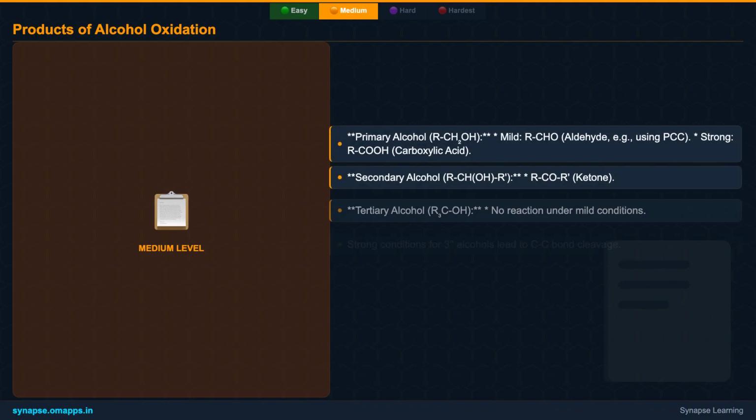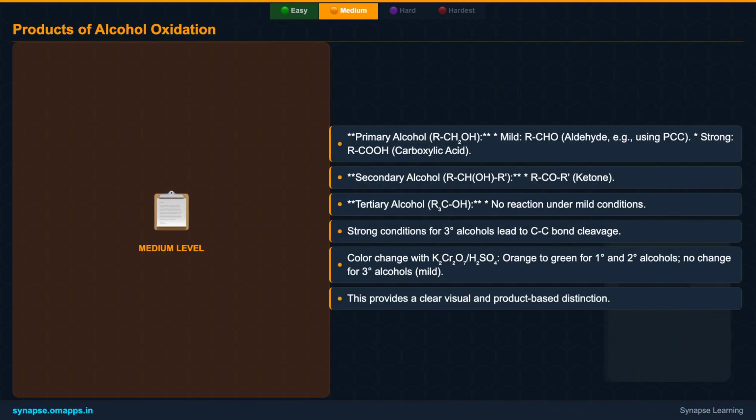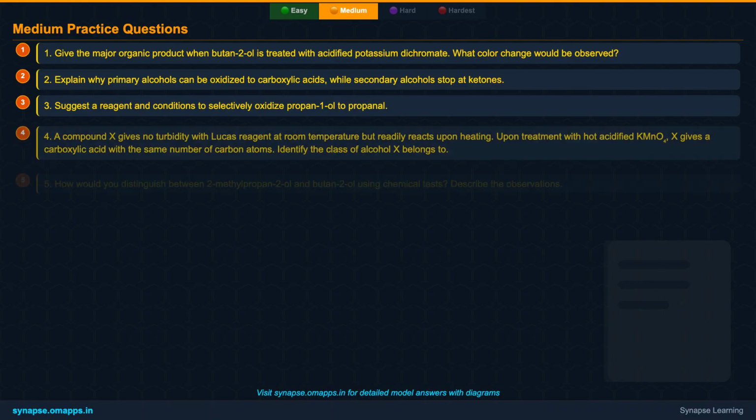Common oxidizing agents include acidified potassium dichromate, which changes from orange to green upon reduction. When primary alcohols are oxidized, the orange dichromate turns green as it forms carboxylic acids. Similarly, for secondary alcohols forming ketones, the orange dichromate also turns green. However, for tertiary alcohols under mild conditions, no reaction occurs, and thus the orange color of the dichromate persists, providing a clear distinction. Milder reagents like PCC can be used to stop the oxidation of primary alcohols at the aldehyde stage.